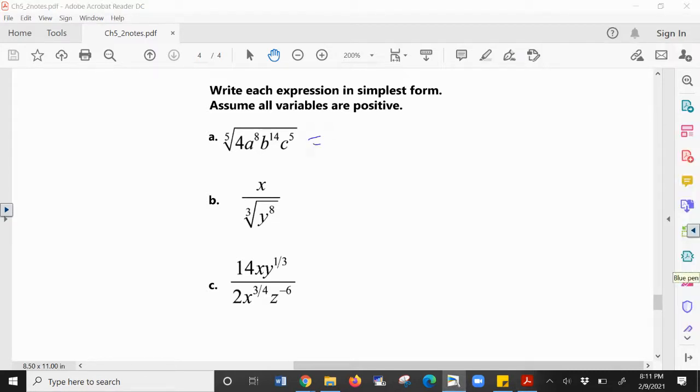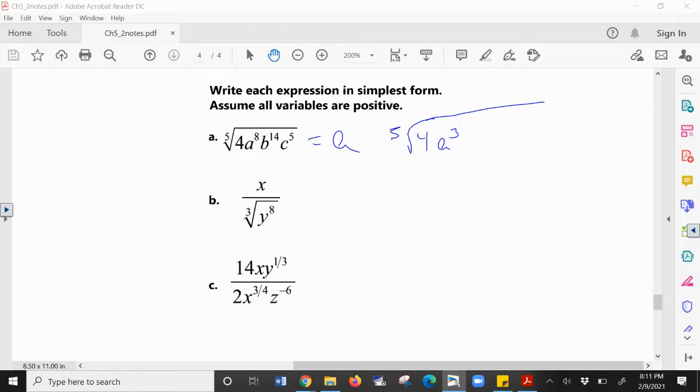Okay, let's see what we got. Now the fifth root of 4, nothing is going to come out of that. So the fifth root of 8 to the eighth, well, 5 goes into 8 one time with 3 left over. So there's 1 on the outside because that's worth 5/5. And there's 1 on the inside because that's worth 3/5.